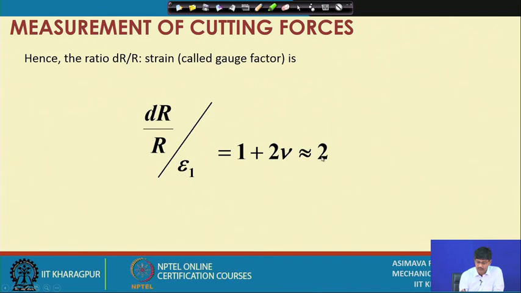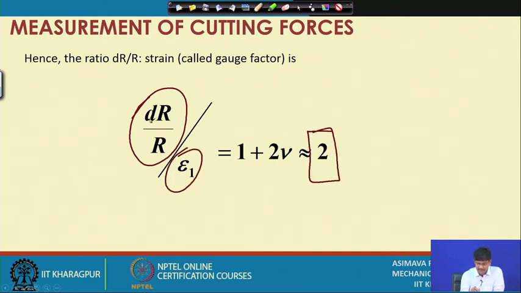Dividing the equation throughout by epsilon 1, we get dR by R by strain, that means change in resistance per unit resistance per unit strain, is equal to 1 plus twice Poisson's ratio, because we will get epsilon 2 by epsilon 1 here, and that can be assumed to be equal to 2, which means that change in resistance per unit resistance divided by strain is actually a constant. These two things are proportional. Okay.